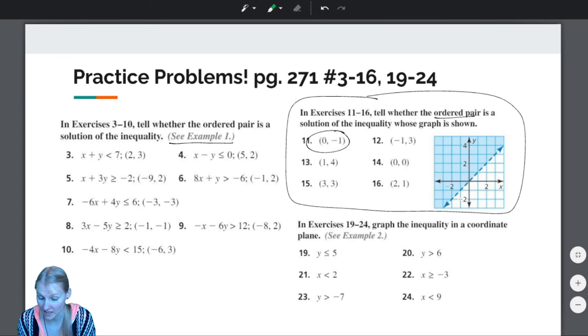So, for example, if I look at 0, negative 1, oh, that's not shaded. So no, not a solution. And, actually, I'll leave that there. And the last set of problems is like example 2. So graph the inequality in a coordinate plane, make your boundary line, and shade the correct half plane after you test a point.